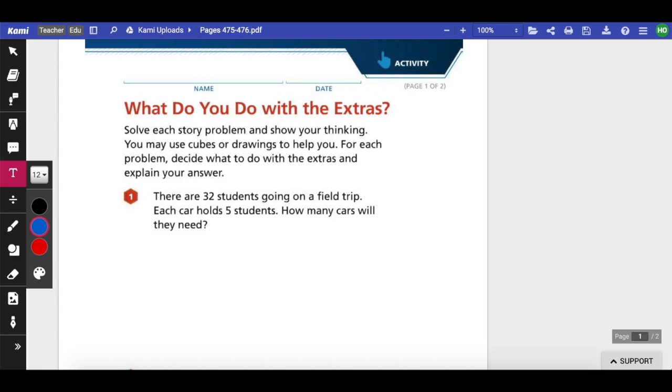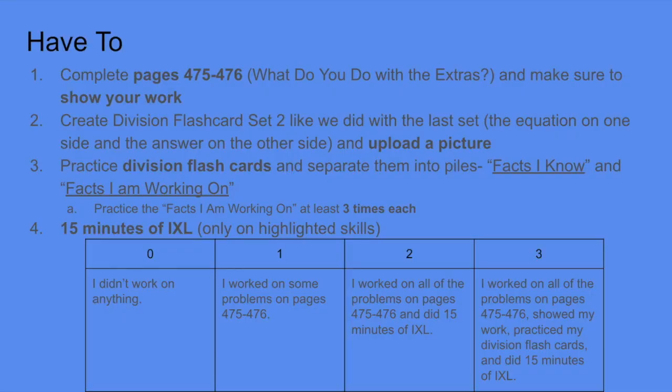Now let's pull up your have-to slide for today. You need to complete pages 475 to 476. What do you do with the extras? And make sure to show your work to get full credit. And then you need to create your division flashcards set 2, just like we did with the last set of flashcards, with the equation on one side and the answer on the other side.